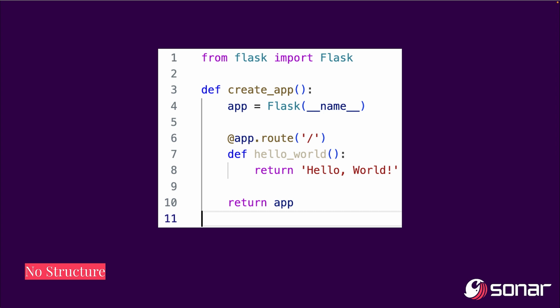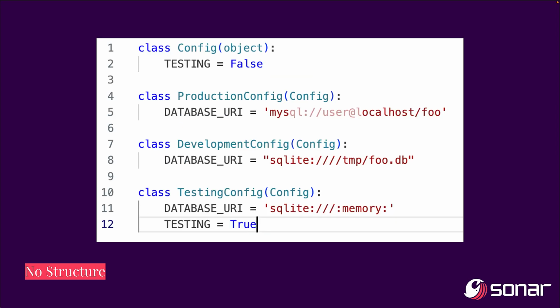So here's an example of how you can add structure, which is to use the factory pattern to create your Flask app. So you use a create app method. And in this method, you can of course add routes, but that's not what you really do. This is just an example. You can add routes, and what's more important is that you can add configuration to it.